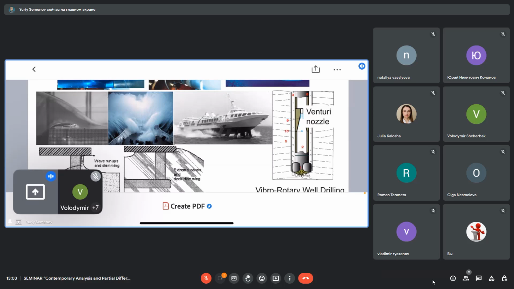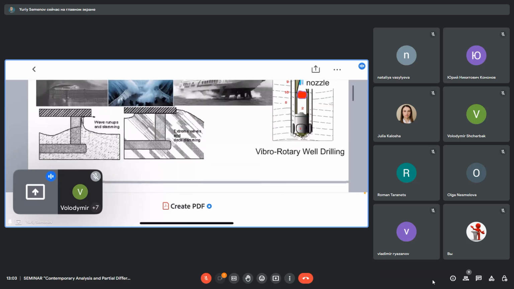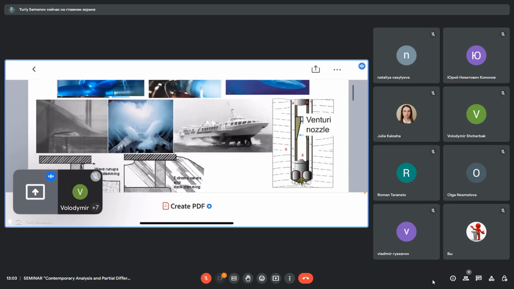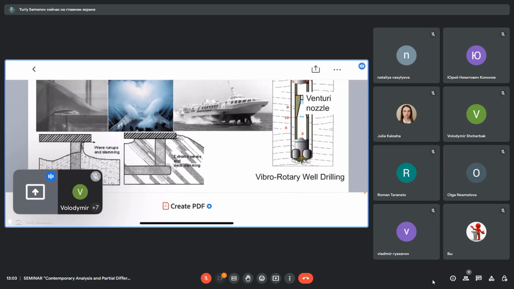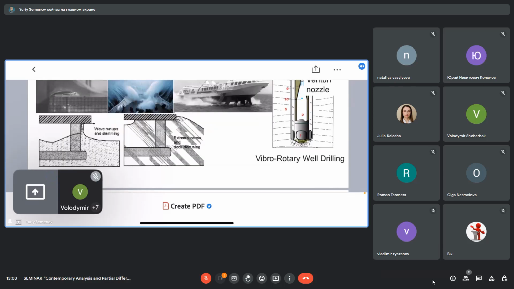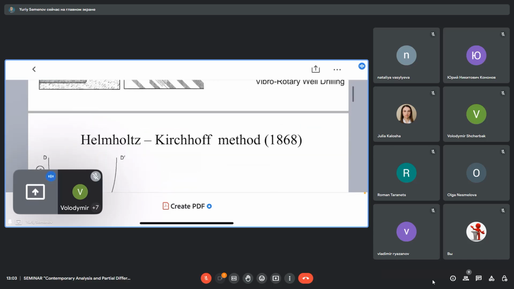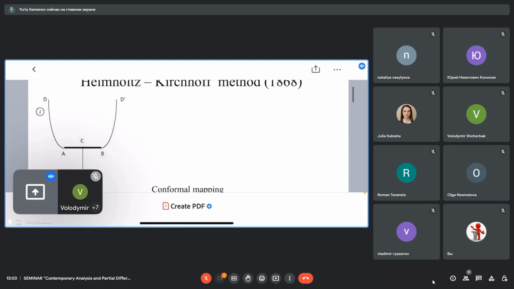Other problems are impact problems, slamming, hydrofoil cavitation for hydrofoil ships, and so-called deck impact, deck slamming, when waves hit the platform bottom. Also at the Institute of Technical Mechanics, Ukraine Academy of Sciences, a technology of vibro-rotary well drilling was developed. Now this technology is used for water wells, but I have no information about application of this technology for oil drilling.